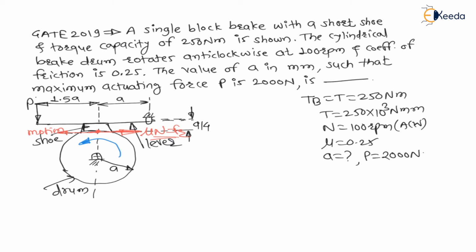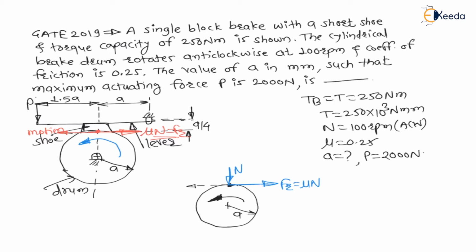Now let us draw the free body diagram of the drum as well as the lever. If I draw the free body diagram of the drum, see here there is a drum of radius a. Now here it is rotating in anti-clockwise direction. Therefore this point is moving towards left. This is the motion direction. Therefore friction will be opposite to the motion, which is nothing but Fr equal to mu times the normal reaction, and the normal reaction on the drum will definitely be acting in the downward direction, right?